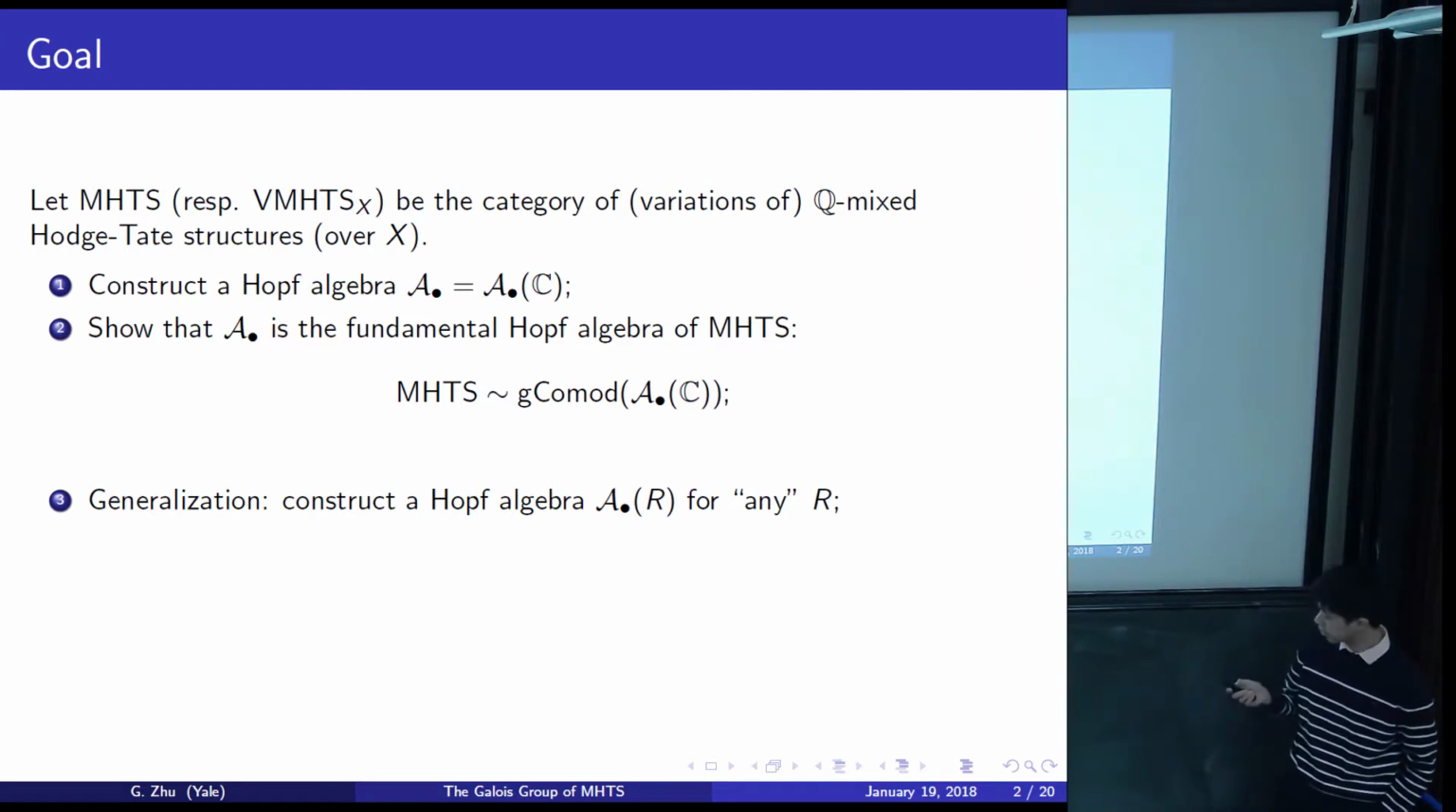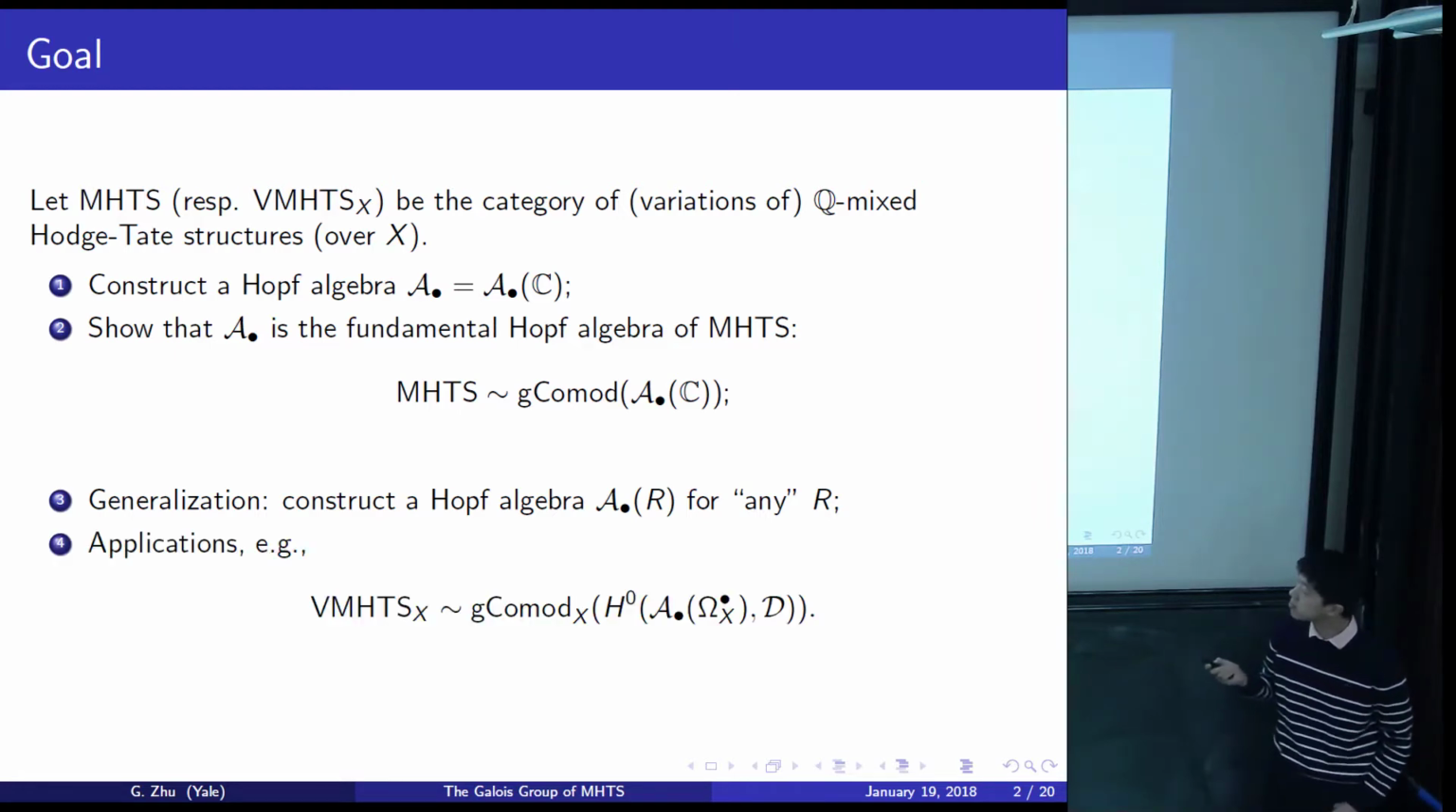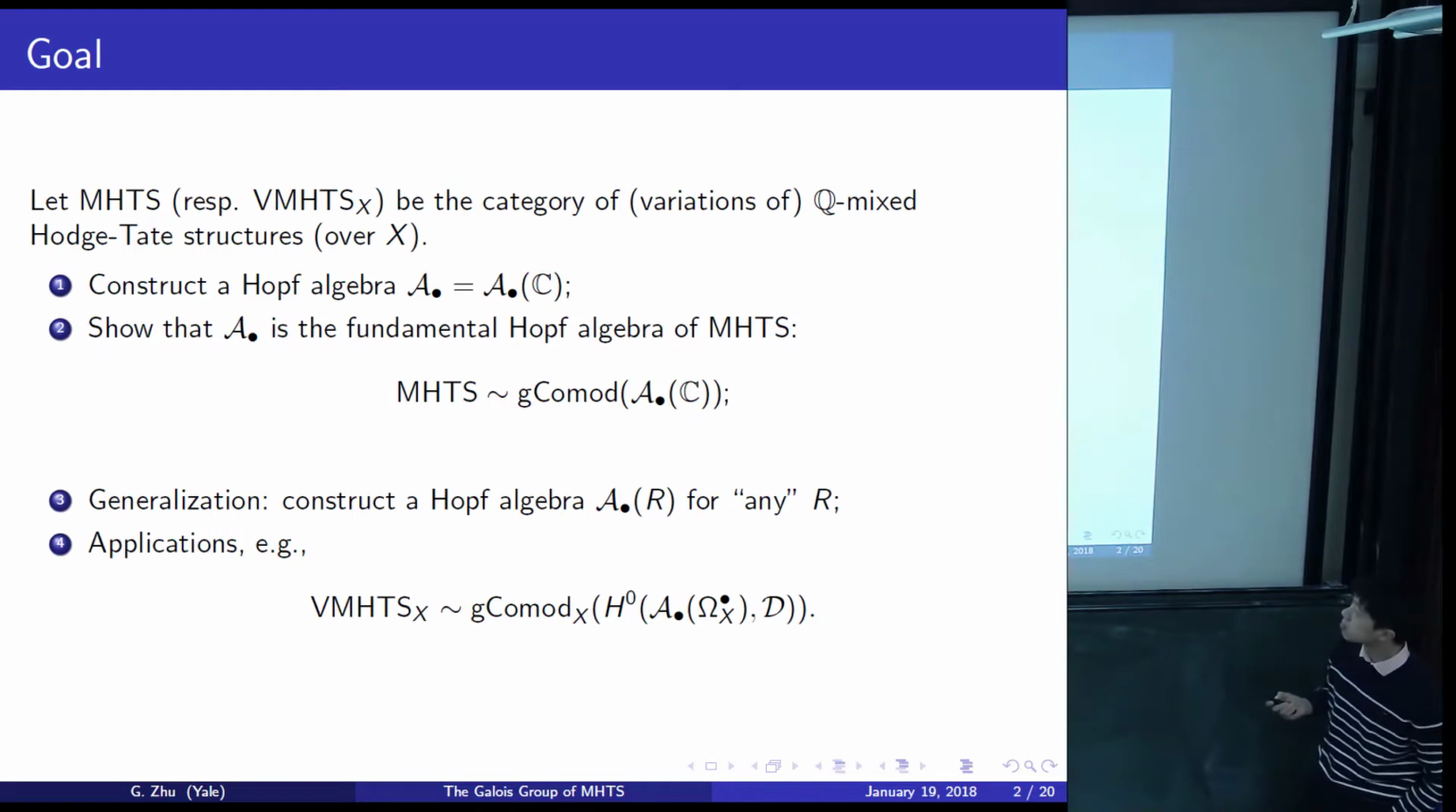And then we will give some generalizations. Generalizing our construction, we can replace the C by any R, and we explain what any means. And we'll give some applications. For example, how can we explain the category of variations of mixed Hodge Tate structures? Okay, that's how we go.